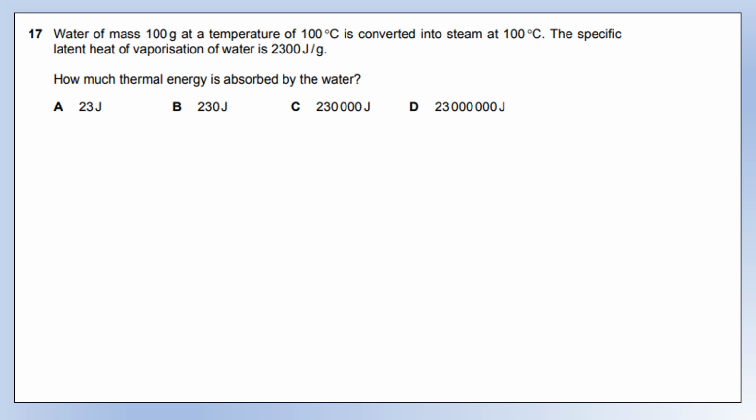So water of mass 100 grams at a temperature of 100 degrees centigrade is converted to steam at 100 degrees centigrade. The specific latent heat of vaporization of water is 2,300 joules per gram. How much thermal energy is absorbed? So we're going to use this equation, Q equals mL, and we've got the mass in grams and the specific latent heat in joules per gram, so we can just multiply those two directly and get our answer in joules.